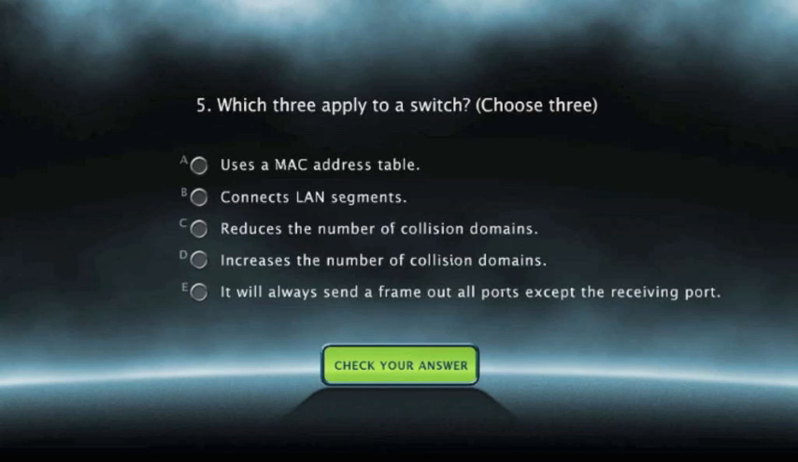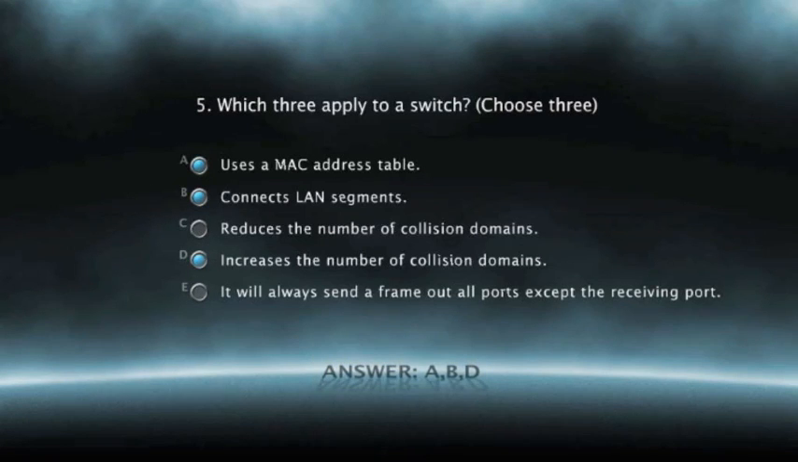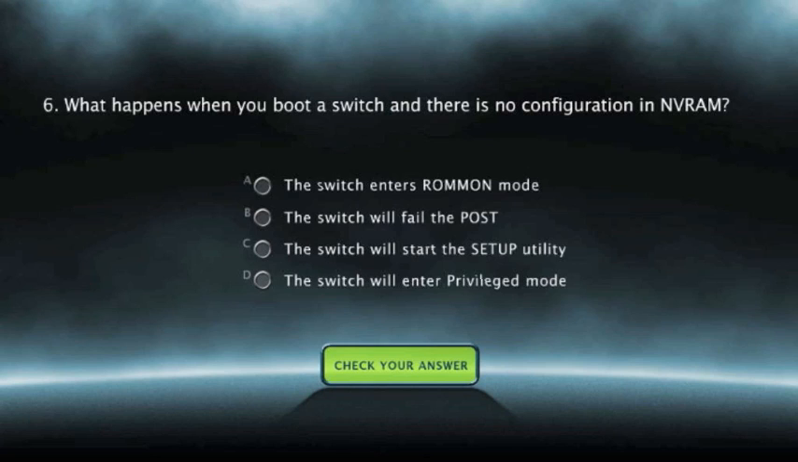All right, which three apply to a switch? It uses a MAC address table. It connects LAN segments. It increases the number of collision domains. Great job. A, B, and D. It doesn't reduce the number of collision domains, and it doesn't always send a frame out all ports. It intelligently filters frames out certain ports.